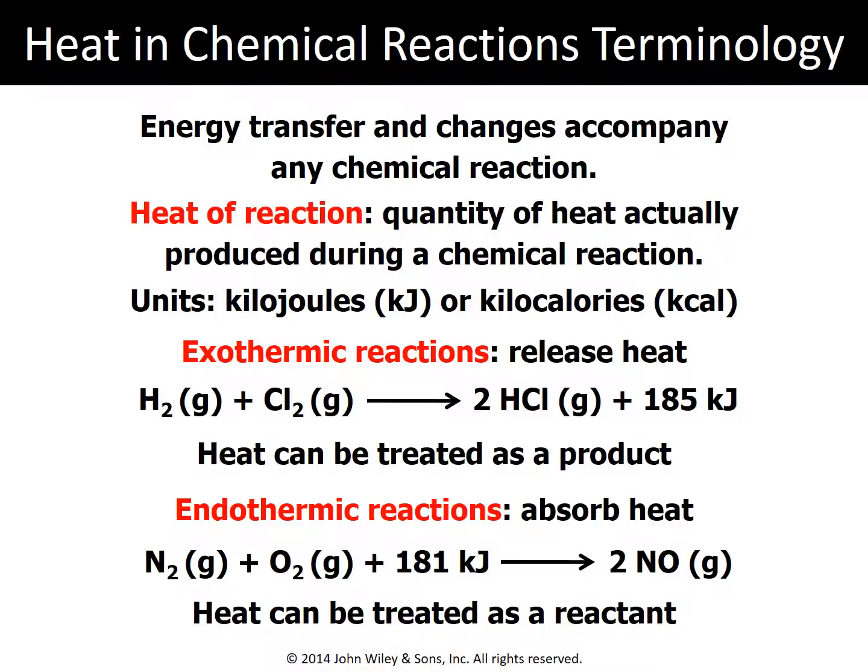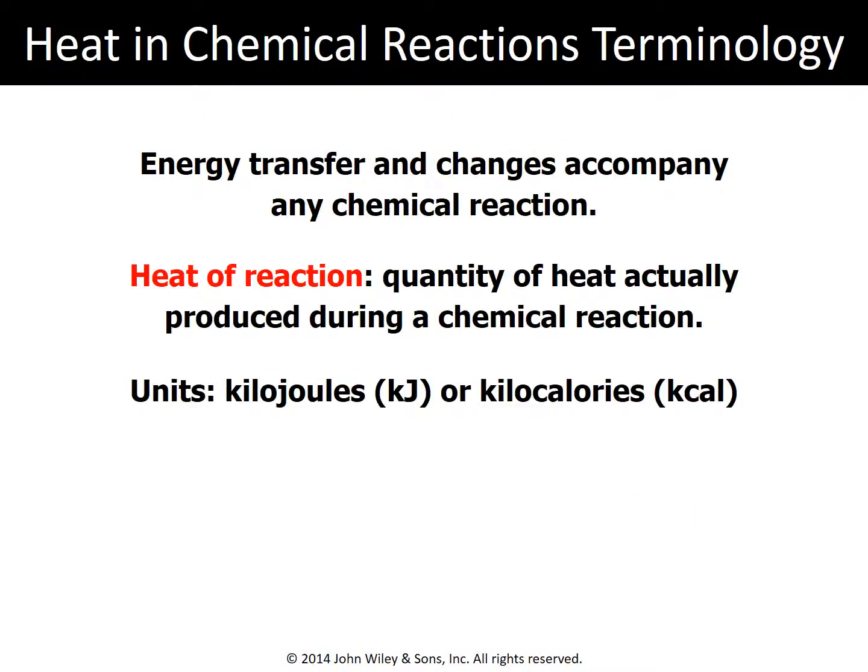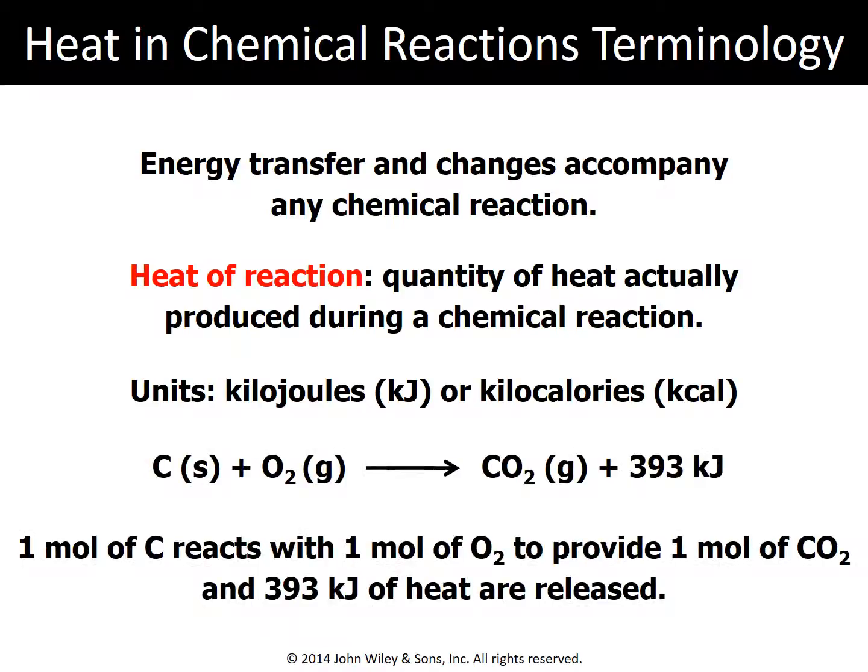The alternate version of this would be an endothermic reaction where we're absorbing heat and heat is treated as a reactant. So remember the difference: exo being released. Exo means outside, endo means within. So endothermic means to absorb it. And so we can look at our heat of reaction being the amount of heat actually produced during a chemical reaction. And we'll talk more about these in chapter 9.